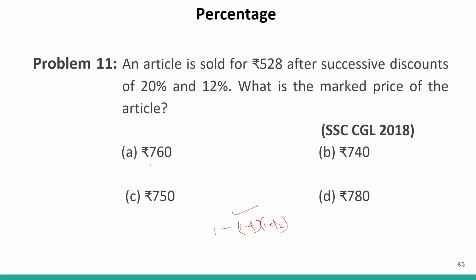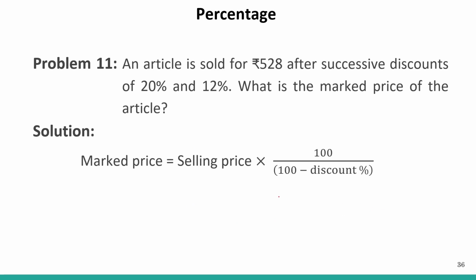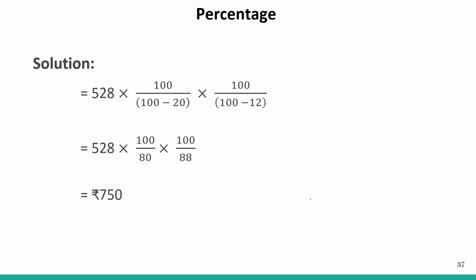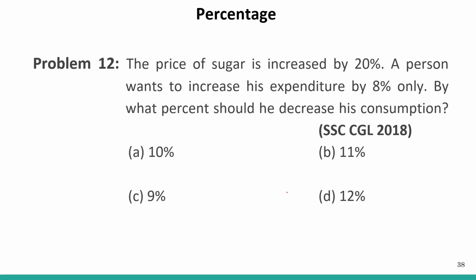Whether 760 is the answer, 750, 740 or 780. Okay. So mark price is equal to selling price into 100 by (100 minus discount percent). So that is equal to 528 into 100 by (100 minus 20) into 100 by (100 minus 12). That is equal to 528 into 100 by 80 into 100 by 88. Okay, that is actually equal to 750. So this is the correct answer here.